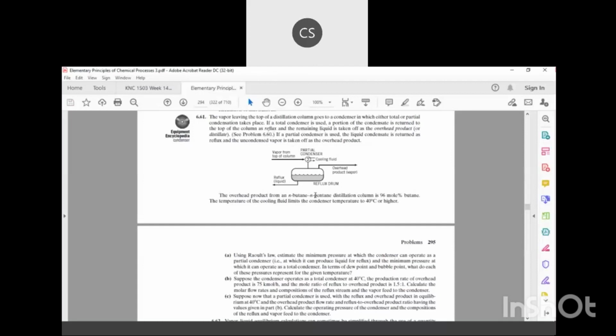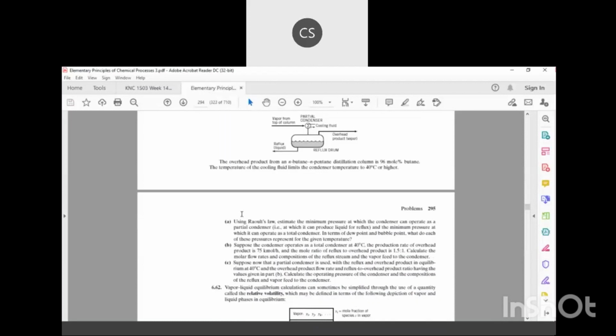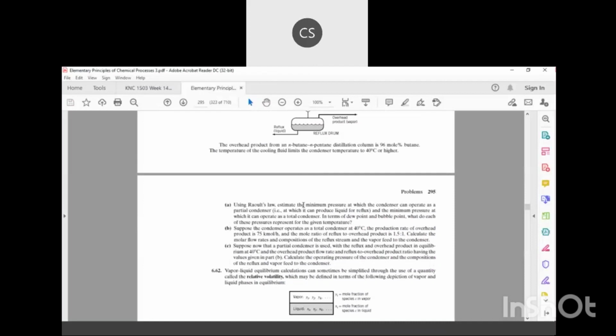The overhead product from an n-butane and n-pentane distillation column is 96 mole percent butane, and the temperature of the cooling fluid limits the condenser temperature to 40 degrees Celsius or higher. For part A, using Raoult's law, estimate the minimum pressure at which the condenser can operate as a partial condenser, at which it can produce a liquid for reflux, and the minimum pressure at which it can operate as a total condenser. In terms of dew point and bubble point, what do each of these pressures represent for the given temperature?